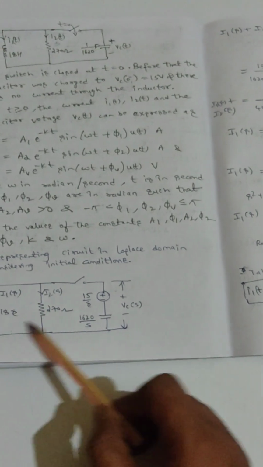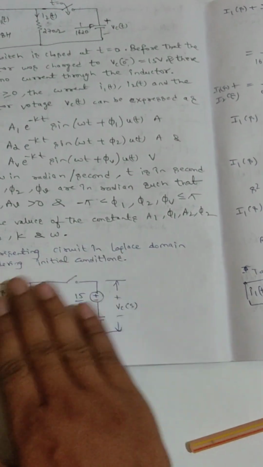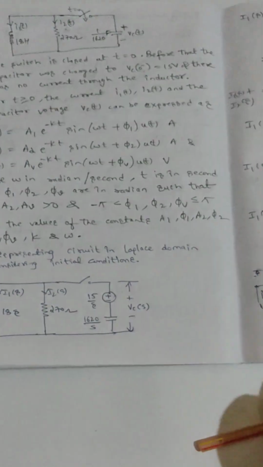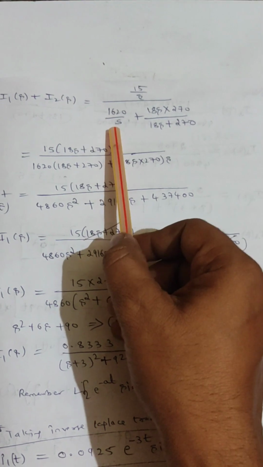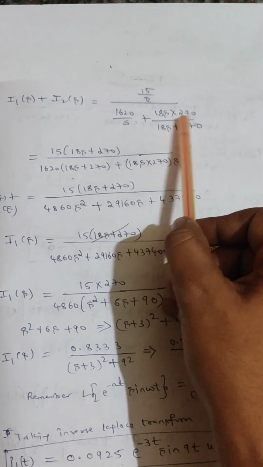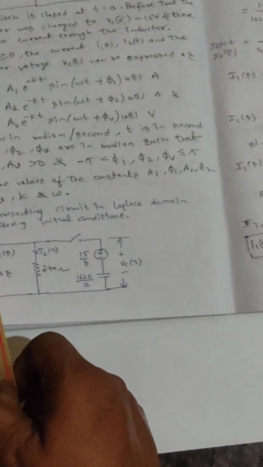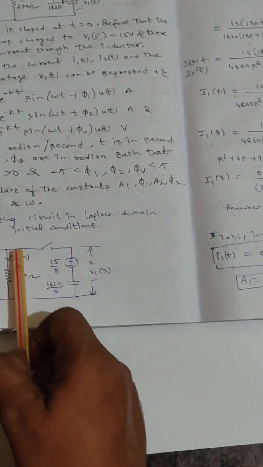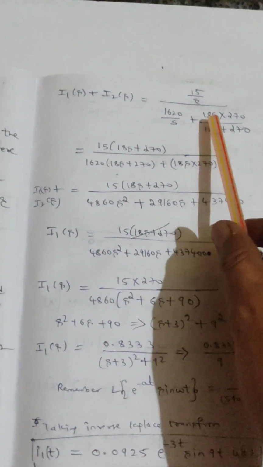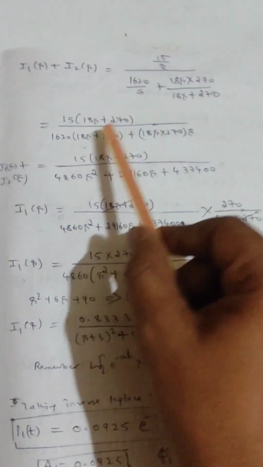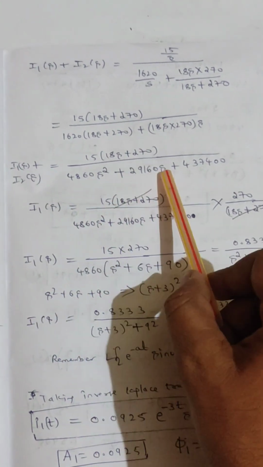What is the net current, the supply current? It is this voltage divided by the entire effective resistance. That is 15 by s over 1620 by s plus 18s into 270 divided by 18s plus 270, because these two are in parallel and that combination is in series with 1620 by s. By simplifying this, you will get I1 of s plus I2 of s like this.